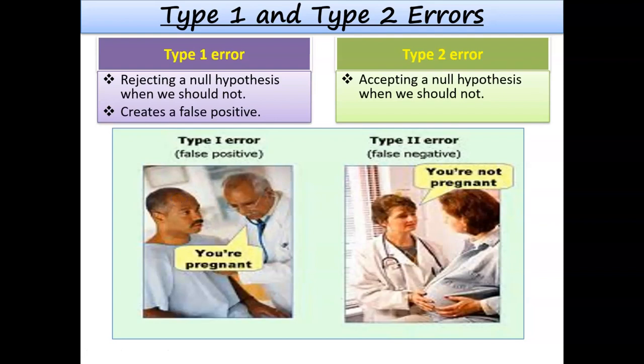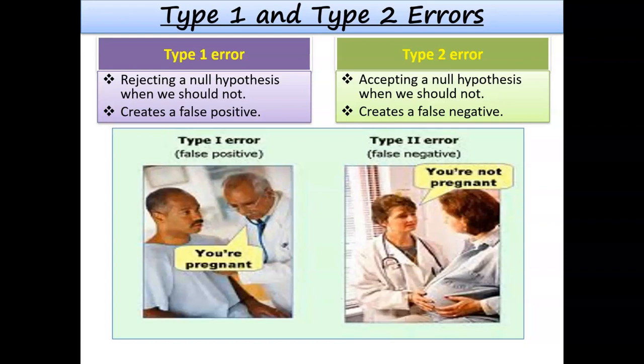So with a type 1 error, we reject a null hypothesis when we should not, and this creates a false positive. Okay, so we reject a null hypothesis. So we reject the idea that there is an influence or there is something there when we know that we shouldn't, because we know it's quite clear. However, this will create a false positive.